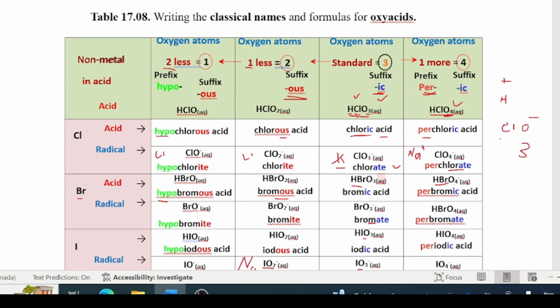In this case, this is chloric acid. It becomes perchloric acid. One less becomes ous. So it becomes chlorous acid, hypochlorous acid. And with these come their corresponding radicals. You see ClO3 here becomes a chlorate radical, okay? So ClO4 becomes a perchlorate radical. ClO2 becomes, from chlorous, it becomes chlorite, all right? And for hypochlorous, it becomes hypochlorite, and all the rest follow the same pattern there. So that's how you name, or write, if you want to write, oxyacids, the formula and the names for these.